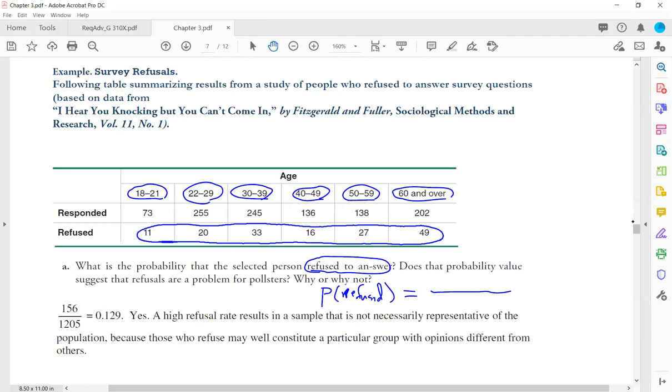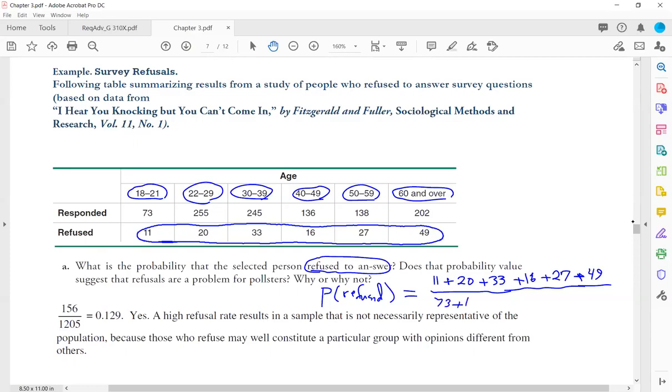On the numerator, you have all these people from different age brackets that refuse to respond. 11 in the first bracket, 20 in the second bracket, 33 in the third bracket, 16 on the next bracket, 27 on the other bracket, and finally 49 on the last bracket. What goes on the denominator? All of the people who responded or refused to respond.